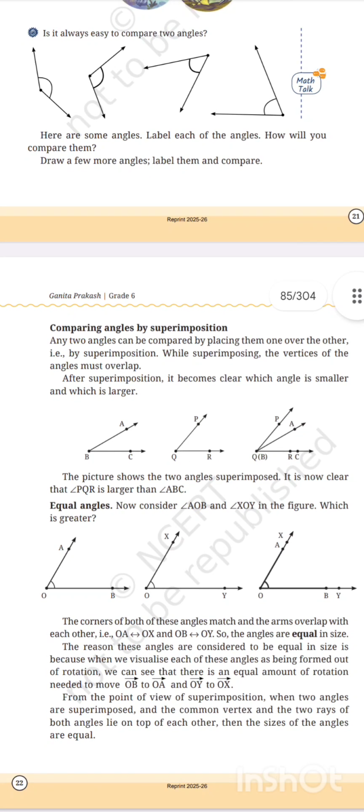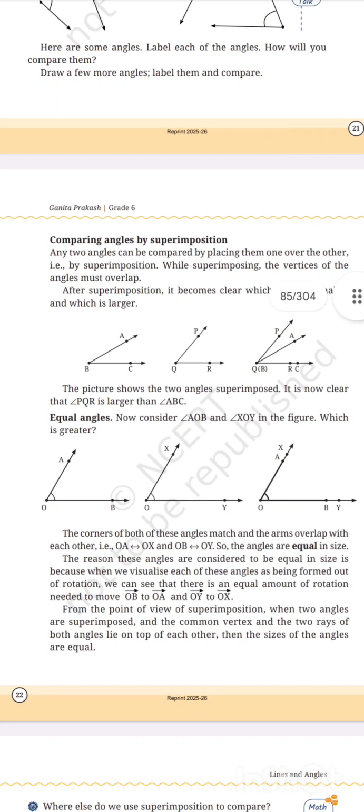Okay guys, equal angles. Now consider angle AOB and angle XOY in the figure. Which is greater? The corners of both these angles match and the arms overlap with each other, that is OA with OX and OB with OY. So the angles are equal in size. The reason these angles are considered equal in size is that when we visualize each of these angles as being formed out of rotation, we can see that an equal amount of rotation is needed to move OB to OA and OY to OX.